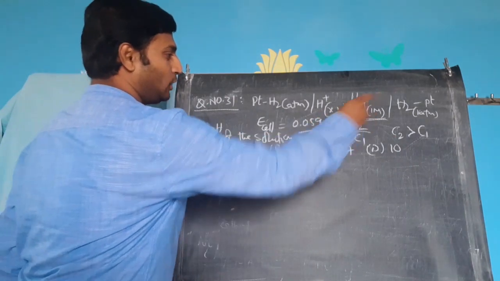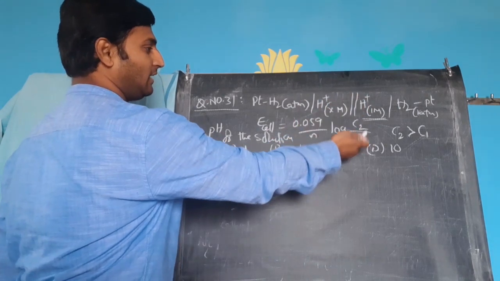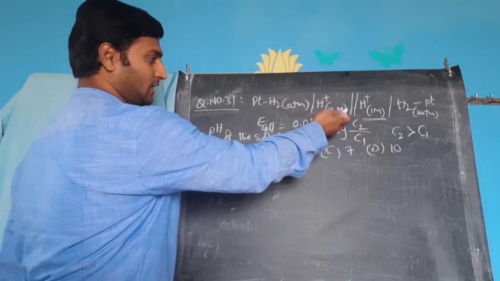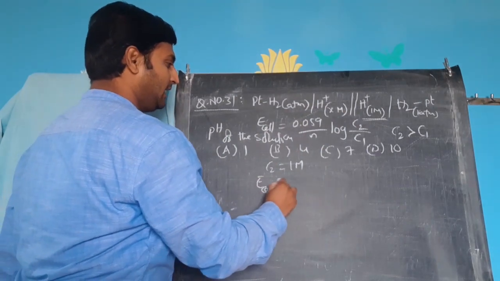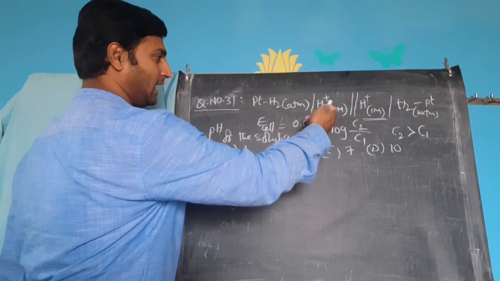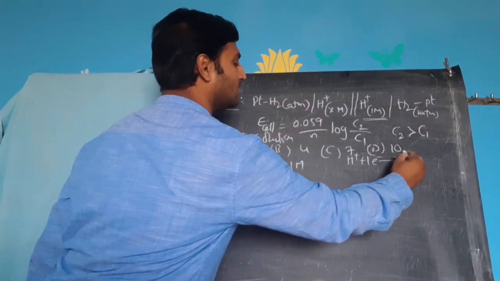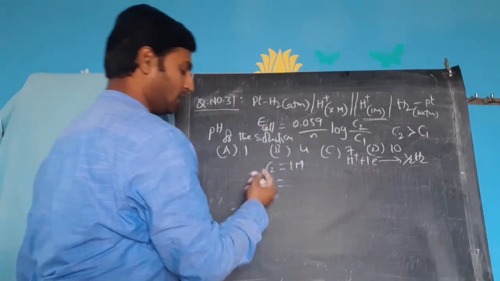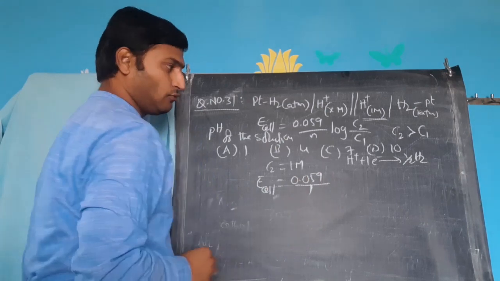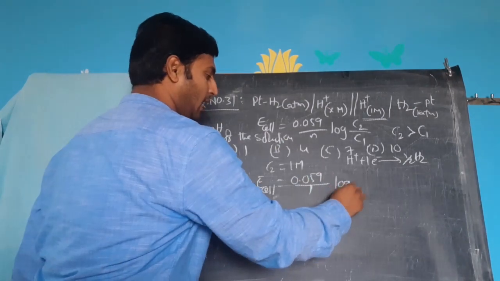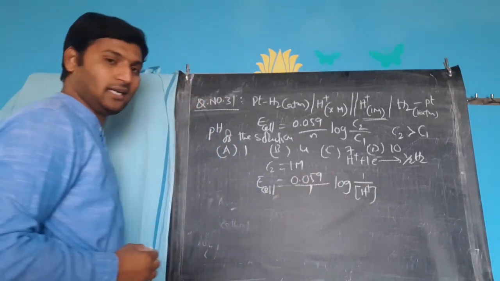See, C2 is 1 molar here and C1 is whatever the H plus concentration, that x molar that we need to calculate. Now let us substitute. E cell is equal to, if I take H plus plus 1 electron giving rise to half H2 as the reaction, then I'll get N value 1. So 0.059 by 1 log of C2 1 molar. So 1 by H plus concentration I can take.